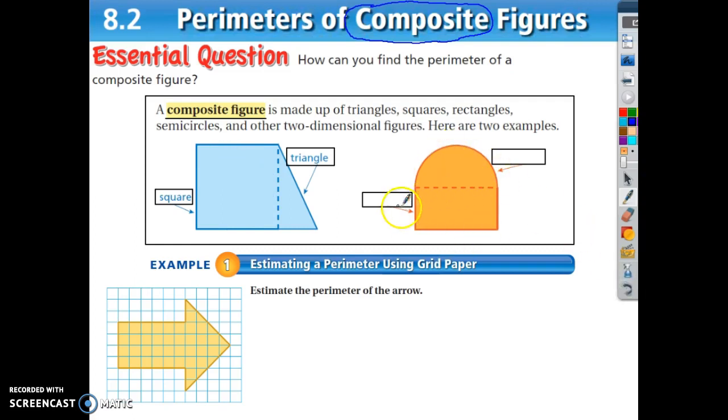On the right, the orange figure is composed of a rectangle on the bottom, so we're looking here at this bottom shape, that is a rectangle. And on the top, we have this round shape that is half of a circle or a semicircle. Semi means half. So we have a rectangle and half of a circle or a semicircle. So what we're going to be moving into is finding the perimeters of these composite figures. So we have more than one shape that we're putting together, and we're going to combine them and find the perimeter of that total shape.